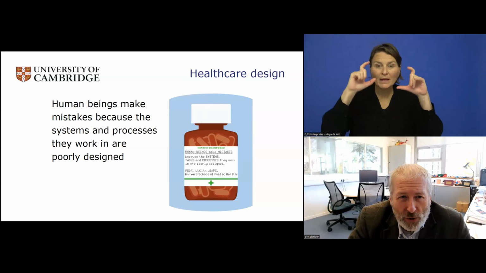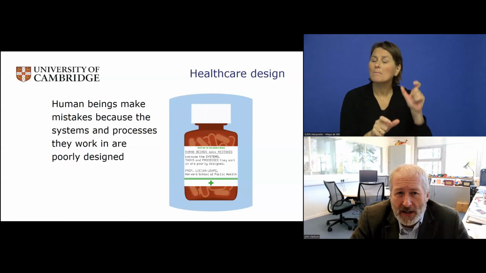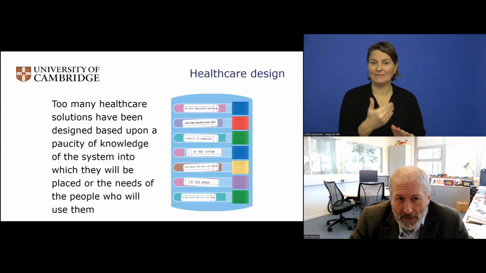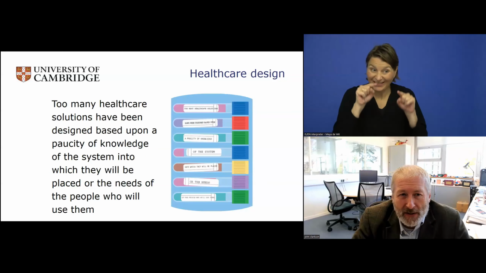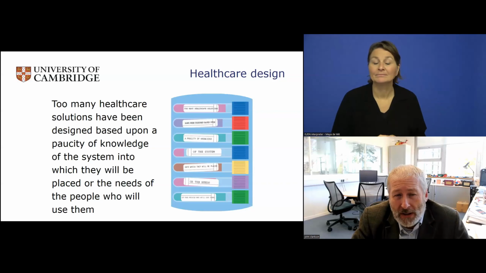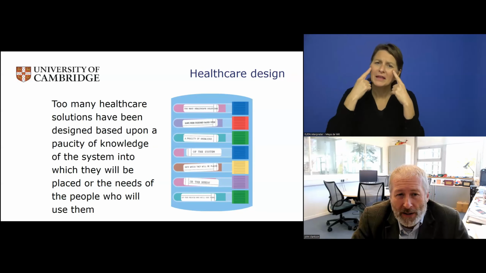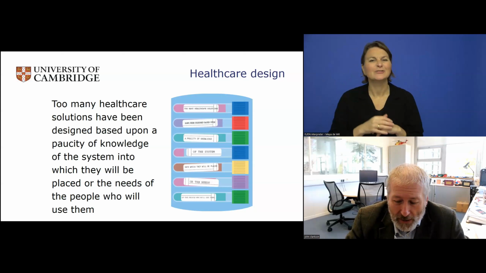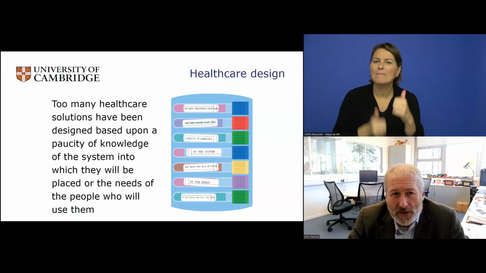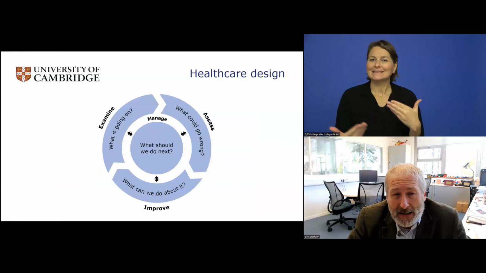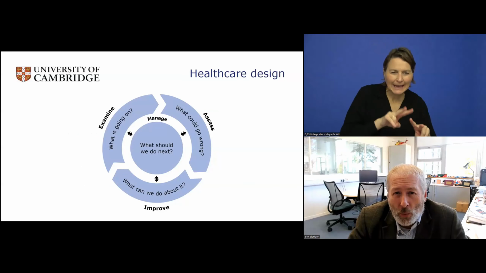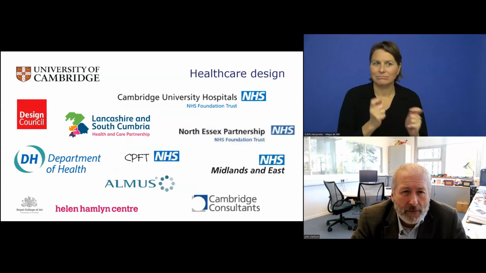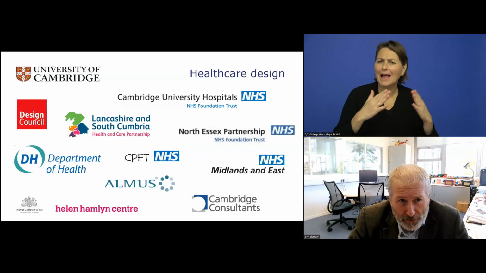So for example, human beings make mistakes because the systems and processes they work in are poorly designed. It's a systems challenge. And another one, too many healthcare solutions have been designed based upon a paucity of knowledge of the system into which they will be placed or the needs of the people who use them. So that's inclusive design and systems challenge. And again, we developed a simple process: how to examine, assess, and then improve. What is going on? What could go wrong? What can we do about it? And we've been applying those ideas again for health and care organizations in and around the UK and beyond.